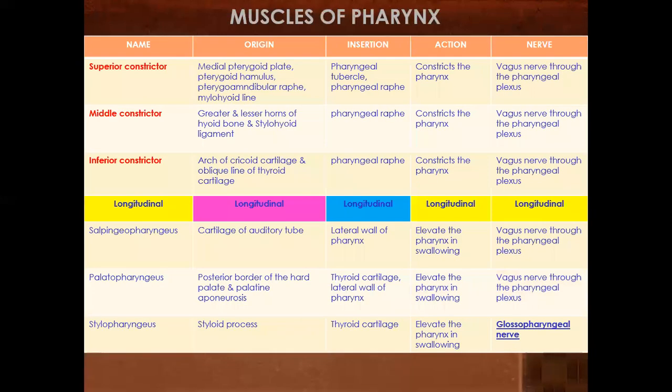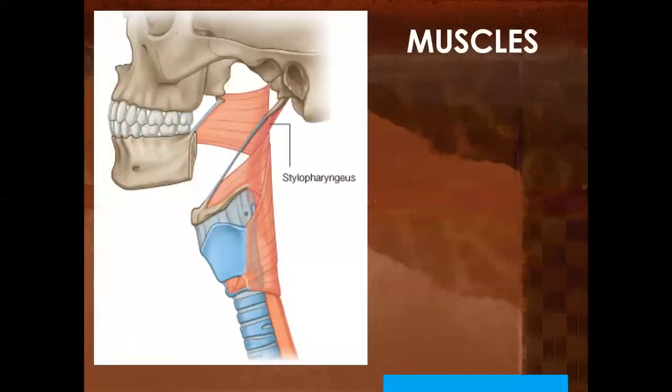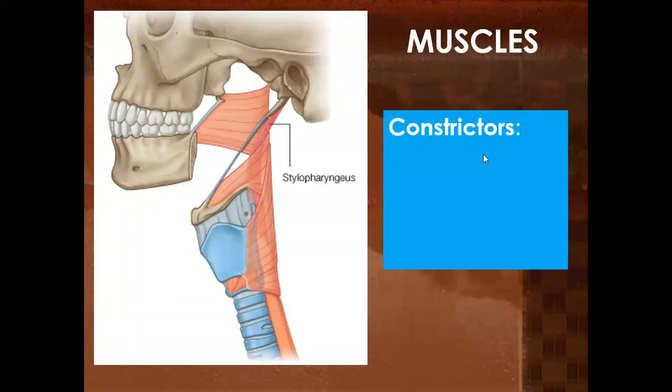Now coming to the muscles of the pharynx. Muscles of the pharynx are also divided, just like in the case of the tongue, into 2 types: the constrictor muscles as well as the longitudinal muscles. Constrictor muscles are the superior, middle and inferior constrictors. Longitudinal muscles are the salpingopharyngeus, palatopharyngeus, and stylopharyngeus. These are the constrictors of the pharynx. Constrictor means they help in closing the pharynx. They are also called the horizontal muscles, as opposed to the longitudinal ones.